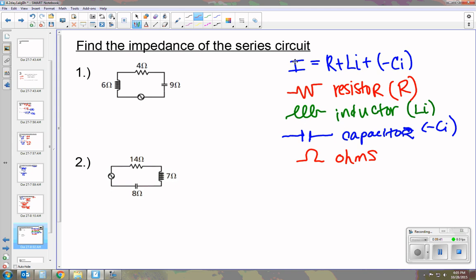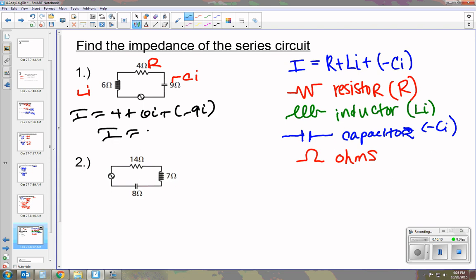So if we look at the very top one, that's our resistor. The right one is going to be our capacitor. And our very left one is our inductor. So we're going to plug this in. So our impedance is going to equal 4 plus 6i plus a negative 9i. And then we're going to combine like terms, and then we get 4 minus 3i ohms. And that's going to be our answer.